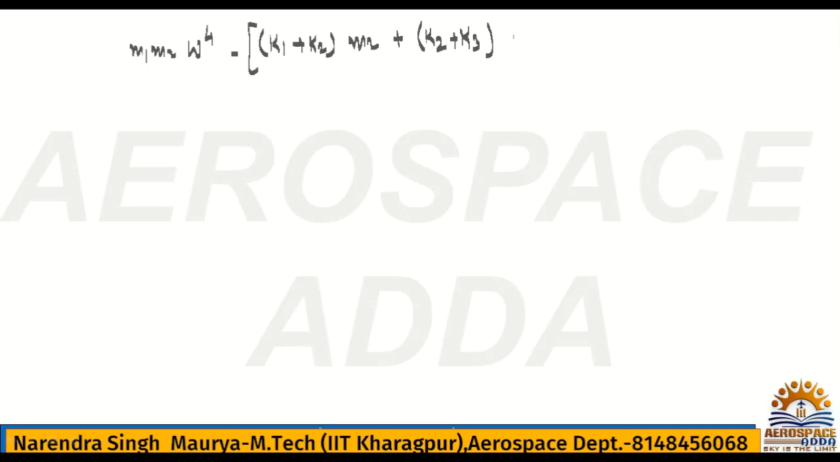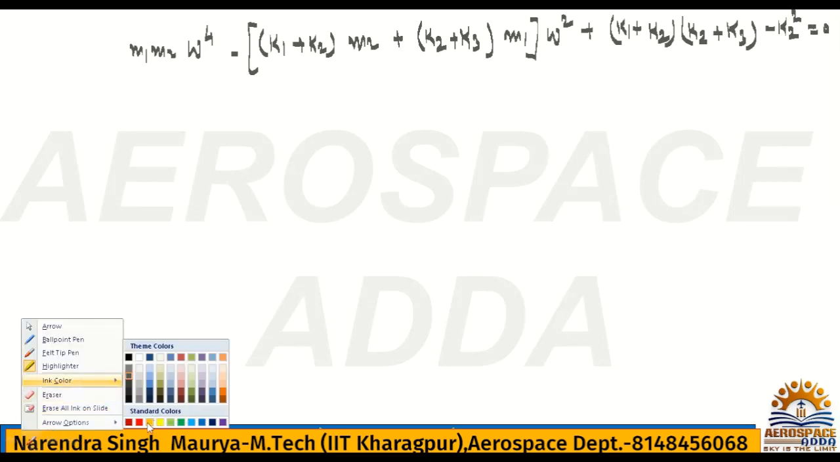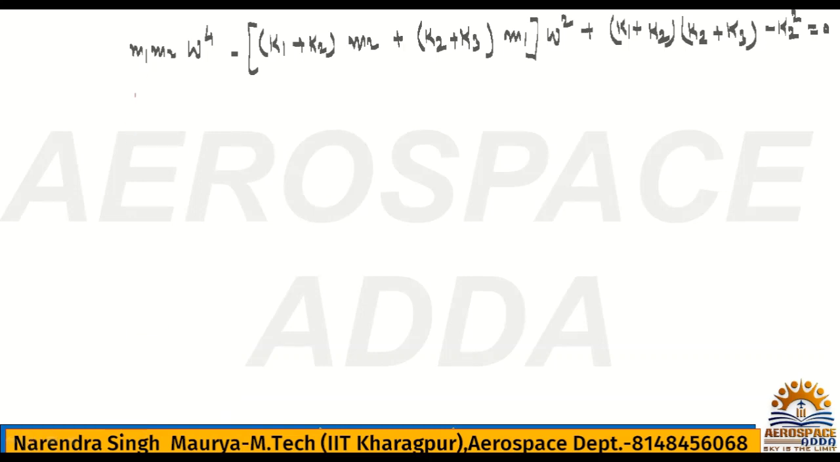The equation is m1 m2 omega to the power 4 minus, in brackets, m2 times k1 plus k2 plus m1 times k2 plus k3, omega square, plus k1 plus k2 times k2 plus k3 minus k2 square is equal to 0. Now write all the values here. Once you put in all the values, what will you get? M1 and M2, M1 is equal to M2 and that is M. So it becomes M square omega power 4 in bracket. What is K1 plus K2? It's 2K.